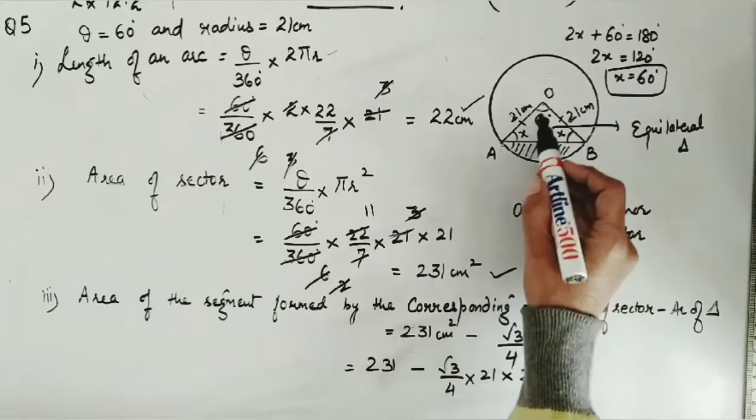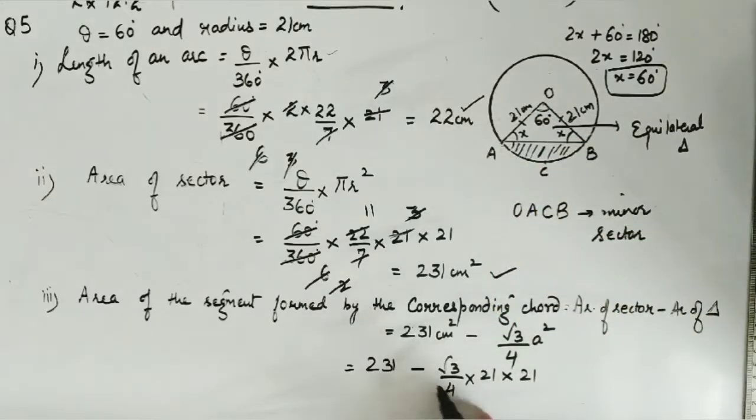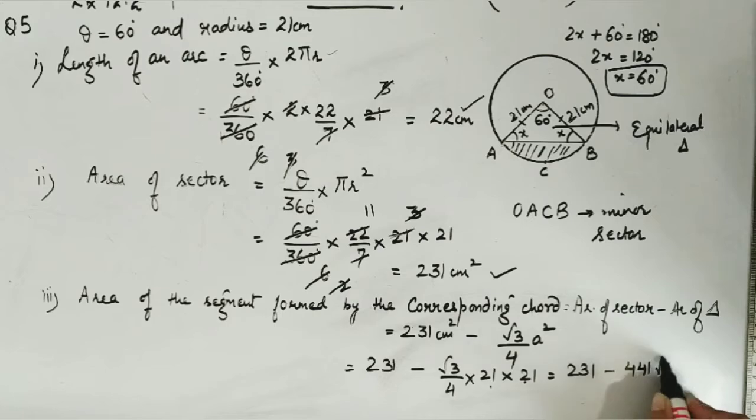All angles equal would make all sides equal. Solving this, the resultant would be 231 minus the product of these two, 441 root 3 upon 4. You can either leave it here, this is the area, and if you are asked to find a particular value, if the question says root 3 is 1.732, that indicates that you have to put the value of root 3 and further simplify this. Otherwise, leaving it here would award you full marks.